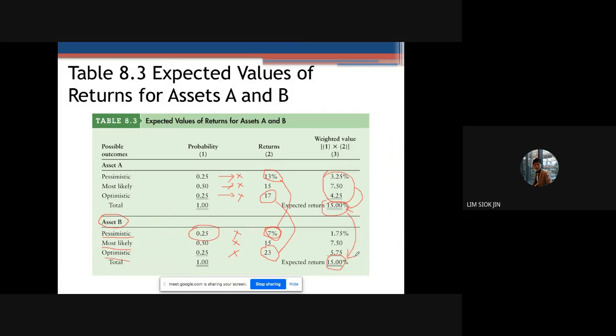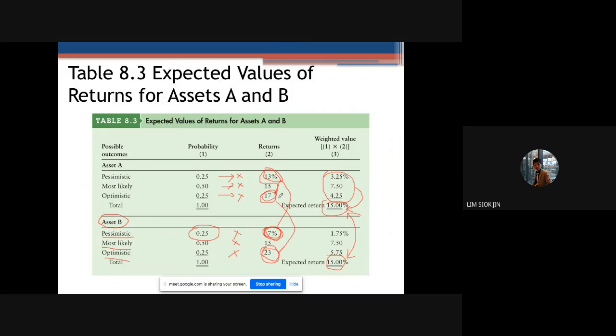15%, 15%. All right? But looking at the returns based on the probability, if this bad against this bad and this good against this good, the durian business has a very wide range. That means higher risk. You see, if good means 23%, if bad means 7%. However, if you sell food, if good means 17, if bad means 13. The range is not so big. That means it is safer to sell food than to sell durian.